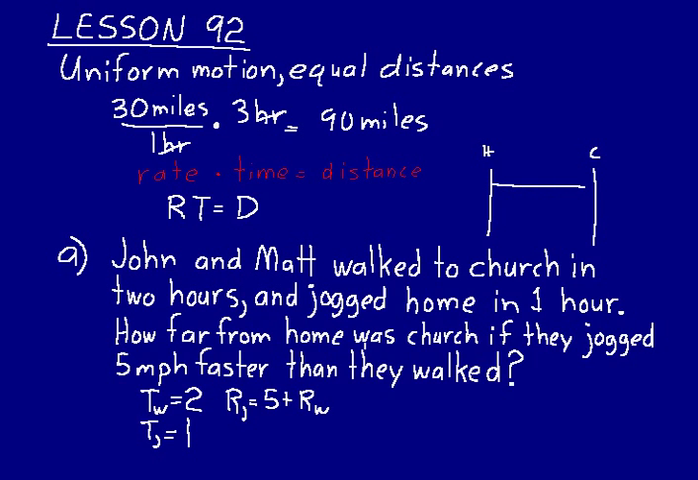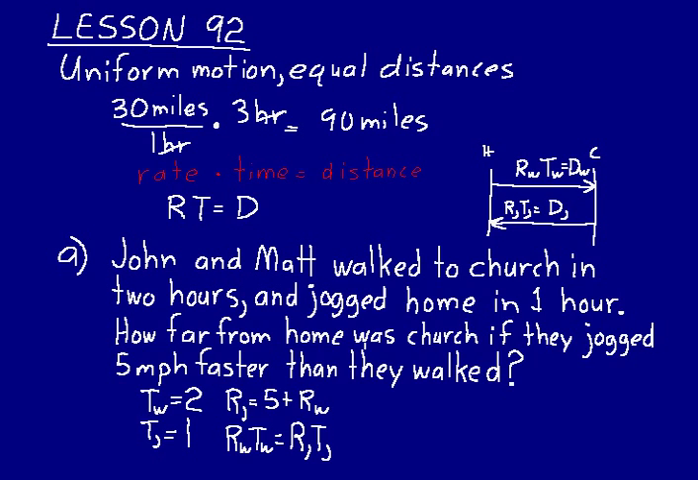They walked to church, and so that distance would be equal to the rate walked times the time walked. We could just say that's equal to dW. They jogged back home, and so that's going to be equal to the rate jogged times the time jogged, which is dJ. Now, look at that. Those distances are the same, right? dW is equal to dJ. Or we could just write down here with our other equations, RW, TW equals RJ, TJ.